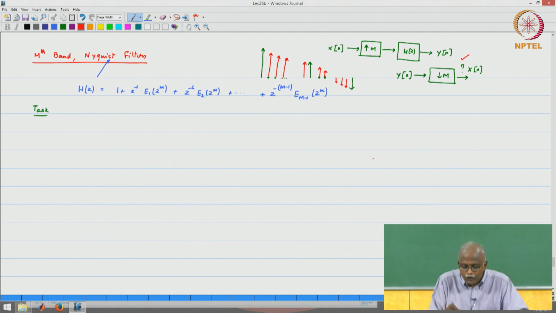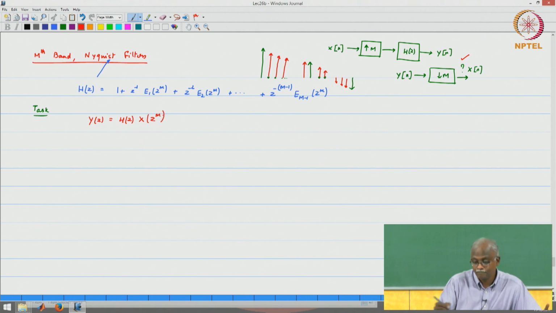Now, what you know from intuition and through graphical verification, can you show that y of z is equal to h of z times x of z power m? That is the equation that is left for us. Can you show that y of mn is equal to x of n?